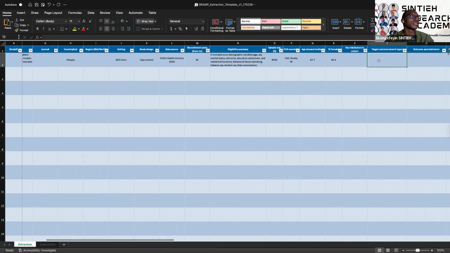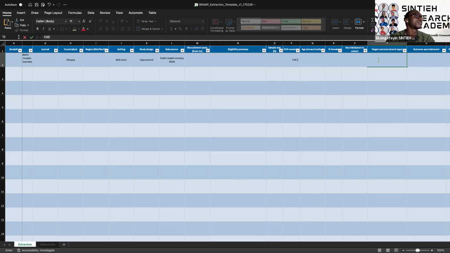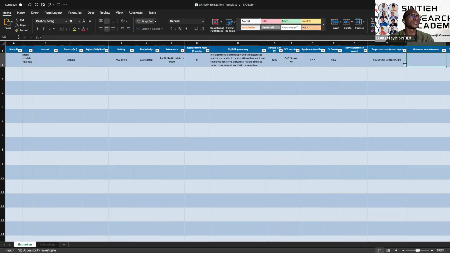Again, that's it. So the target outcome was a CVD event. What's happening? Something has happened to my data that I've entered. Okay, nice. So the target outcome was a CVD event. So I'm skipping this because they did not assess risk factors. It's not the code. It's just they are going back. So it was CVD event, which equals stroke, heart attack, and heart failure. So that's it.